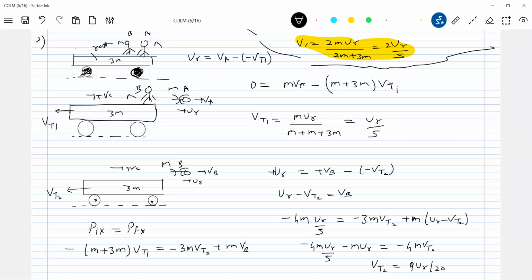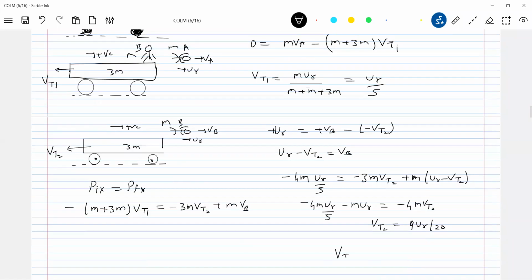Which will be greater? What do we have to compare? We have to compare VT2 with V1. When they jump simultaneously and when they jump one after the other, in which case is the momentum acquired more? Sir, VT2. It will definitely be VT2, greater than V1. So what is the conclusion now?